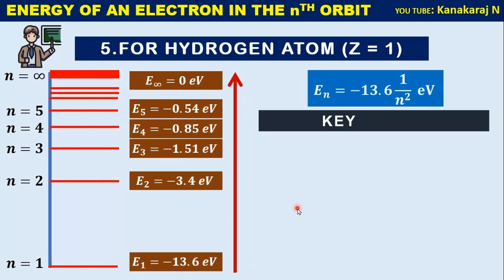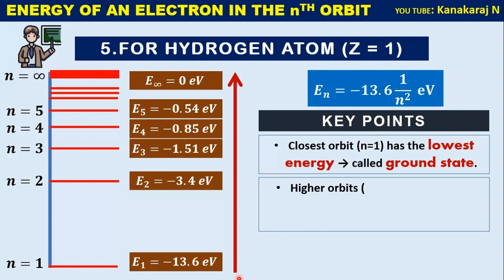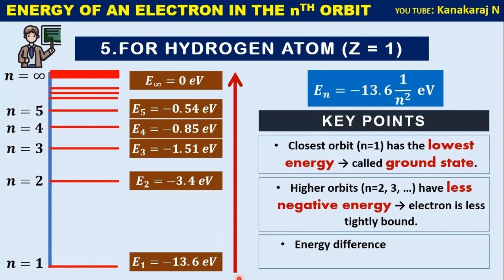Key points. The closest orbit, n equals 1, that's the ground state, has the lowest energy. Higher orbits, where n equals 2, 3 and so on, have less negative energy. That means the electron is less tightly bound to the nucleus. Then the energy difference between levels decreases for higher n.